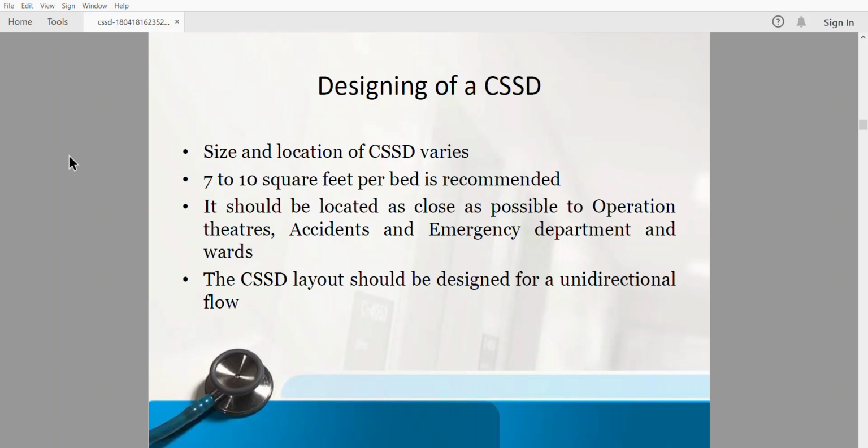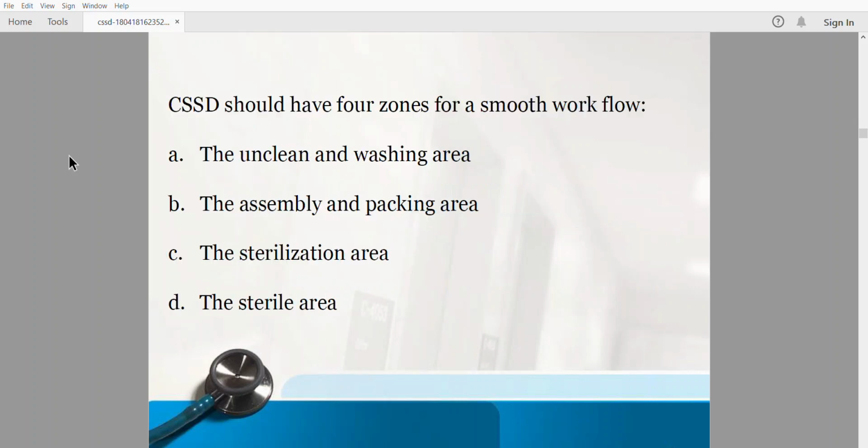Designing a CSSD. The size and the location of CSSD vary based on the need and the application of the hospital. 7 to 10 square feet per bed is recommended. It should be located as close as possible to the operation theatre, accident and emergency department and wards. The CSSD layout should be designed for unidirectional flow.